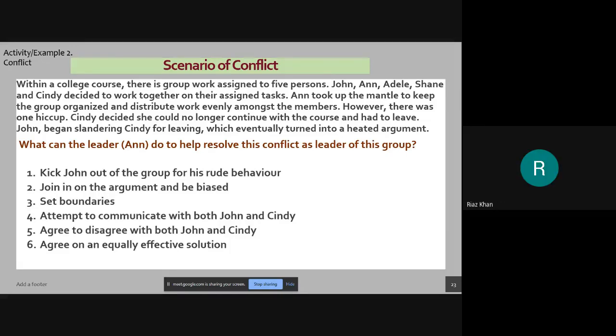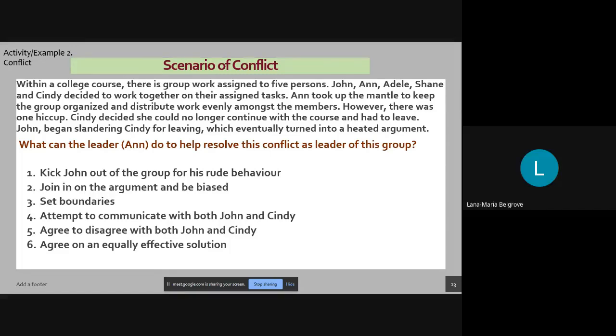Yeah, I agree. 3 and 6 is the right thing to do. I understand why, your first thought might be to kick John out, but you've got to realize that if you do that, then you only have 3 people left in the group to do the work of 5. Yes, that makes sense. Anyone else have any other input, or can I continue?